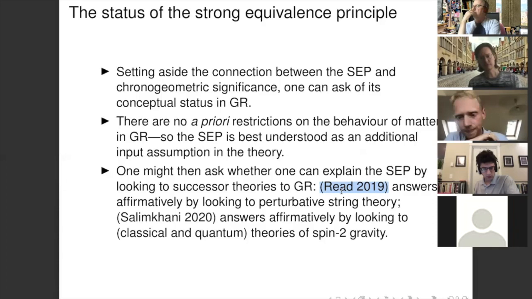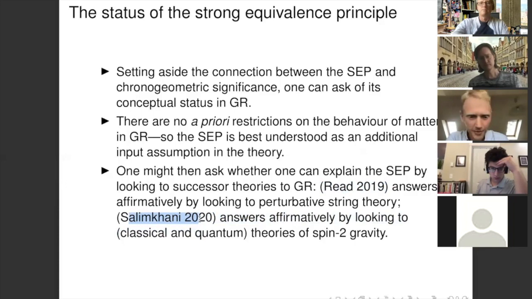You might think though, so I stick by that's right, that you can derive the strong equivalence principle by looking to this particular successor theory. Maybe it's overkill. So in a very nice recent paper by Kian Salimkhani, which should be coming out online very, very soon in Studies in History and Philosophy of Modern Physics, he shows that if I look at classical or quantum spin two theories of gravity, classical spin two theories being an alternative formulation of general relativity, which starts off with a fixed Minkowski background and then has spin two fields living on that background, and quantum versions being the quantized versions of those, some work by physicists maybe 20 or 30 years ago allows us to derive the strong equivalence principle.